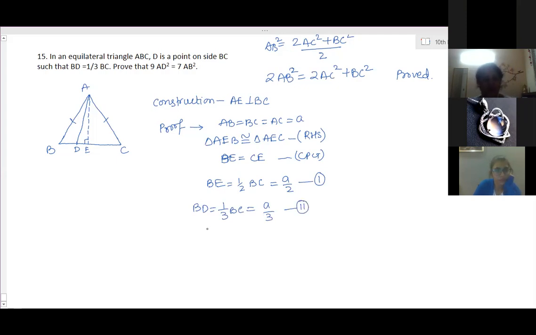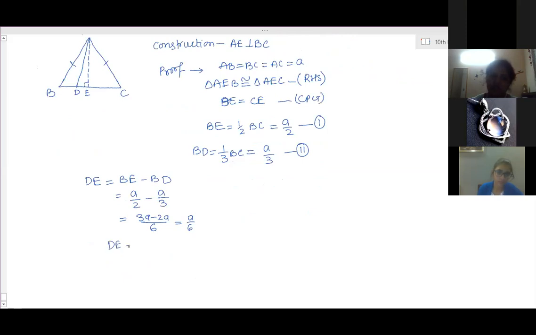Yes, ma'am. Then we have to use Pythagoras theorem for finding the value of AE as well as DE. DE we have to calculate first. DE is equal to BE minus BD, right? So BE is A by 2, BD is A by 3. So (3A minus 2A) by 6, which is equal to A by 6. So DE we got as A by 6. Okay.